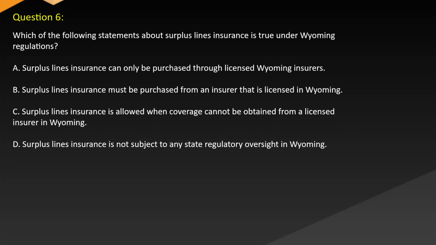Question 6. Which of the following statements about surplus lines insurance is true under Wyoming regulations? A. Surplus lines insurance can only be purchased through licensed Wyoming insurers. B. Surplus lines insurance must be purchased from an insurer that is licensed in Wyoming. C. Surplus lines insurance is allowed when coverage cannot be obtained from a licensed insurer in Wyoming. D. Surplus lines insurance is not subject to any state regulatory oversight in Wyoming.